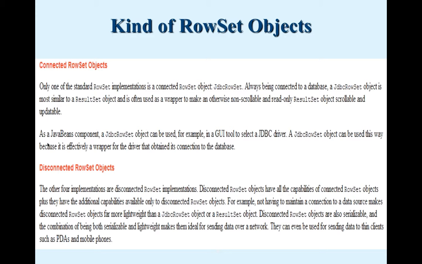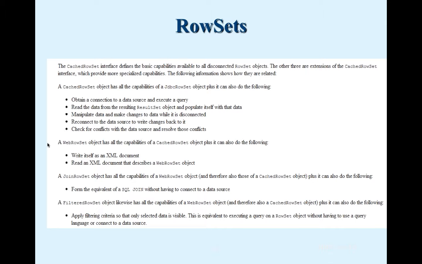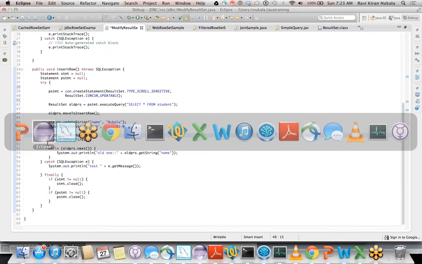Disconnected row set objects are also serializable. That means you can write to a file or send over network. That is what is serializable. And they can even be used for sending data to thin clients such as PDA and mobile devices, mobile phones and all that. Let's see. So let's see examples of each of these.